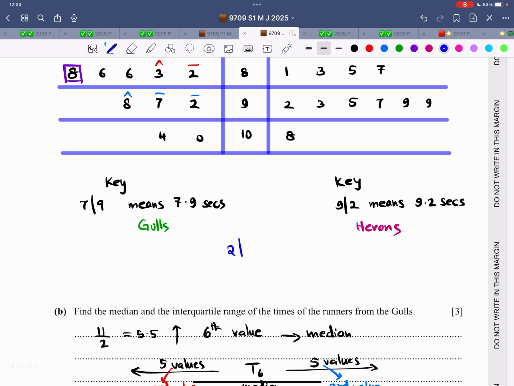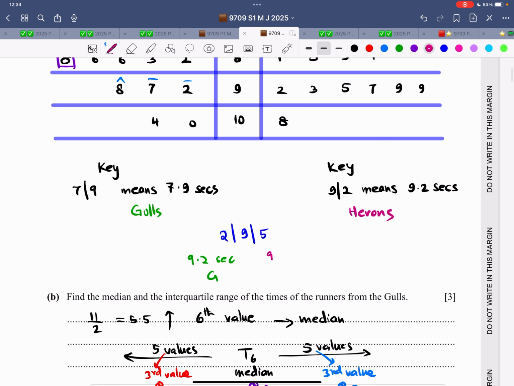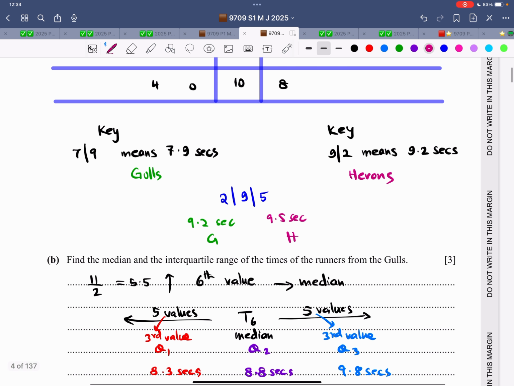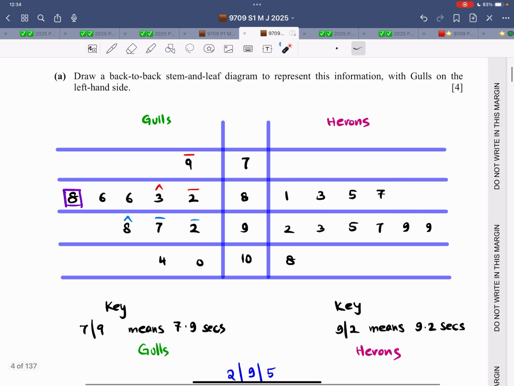For example, 2|9|5. So 2|9|5, it means 9.2 seconds for gulls. And similarly, it will mean 9.5 seconds for herons. So you can make a single key also. That's your choice. Now it says, find the median and interquartile range of the times of the runners from the gulls. So usually they always ask the left-hand side one because that is kind of tricky to read.